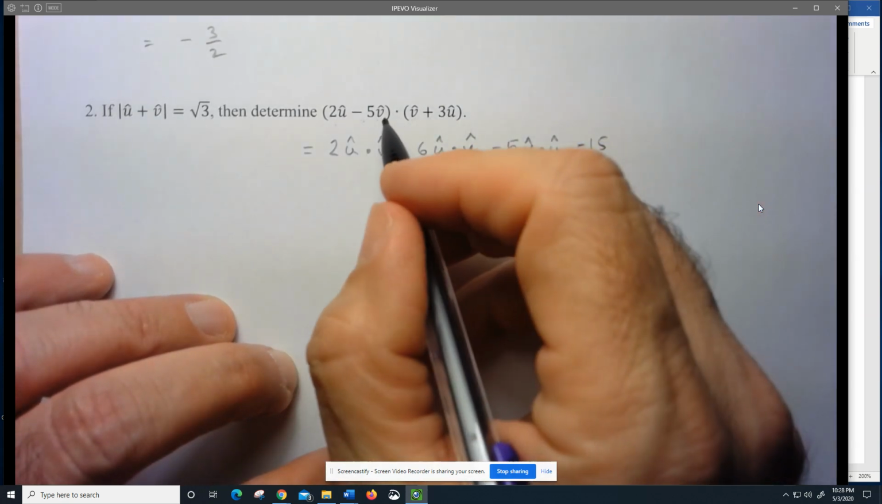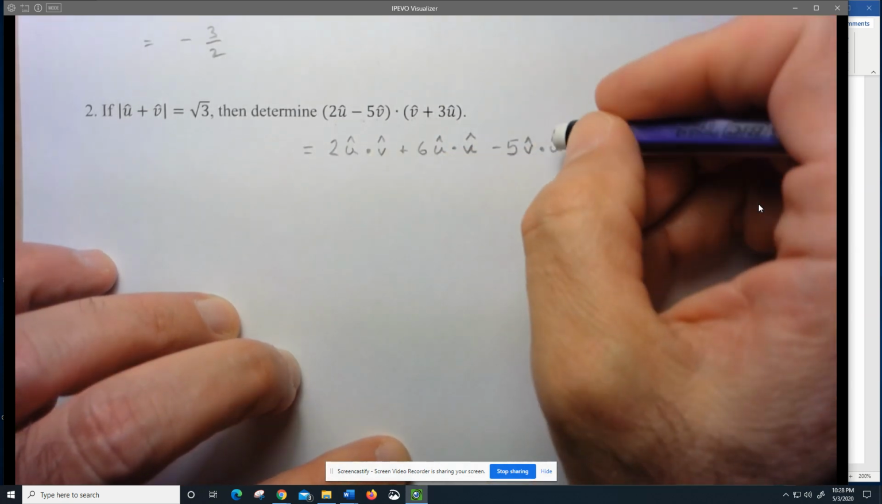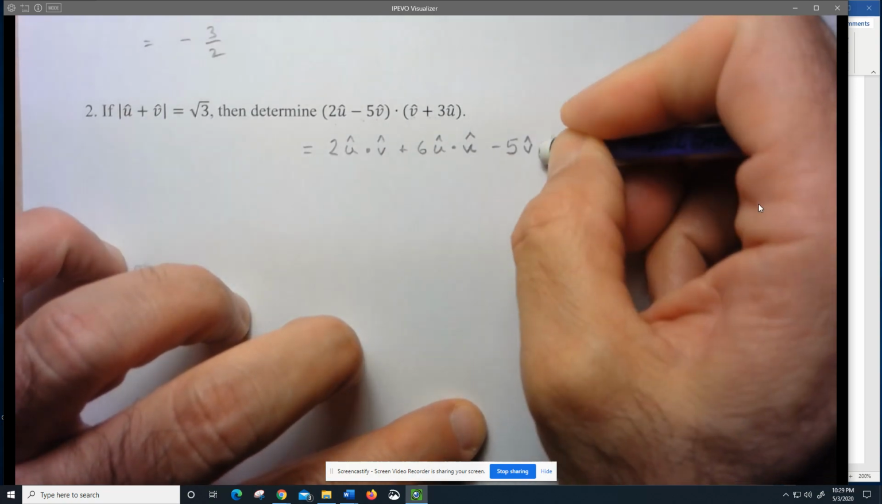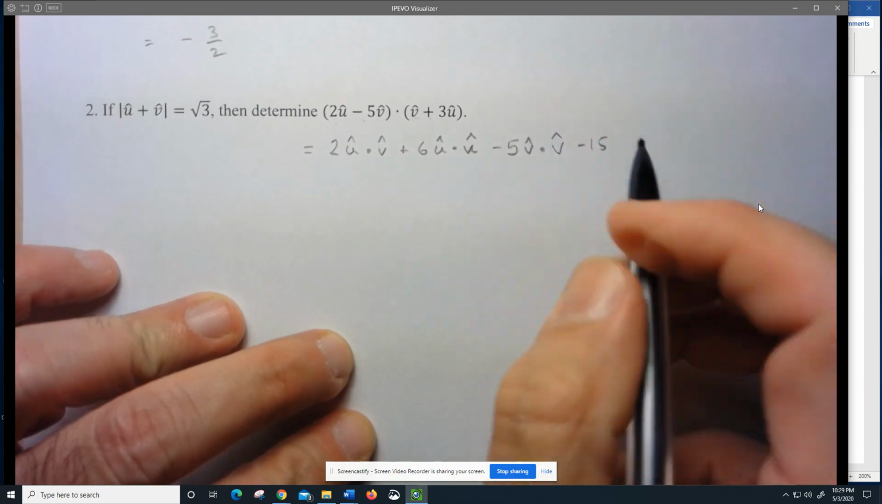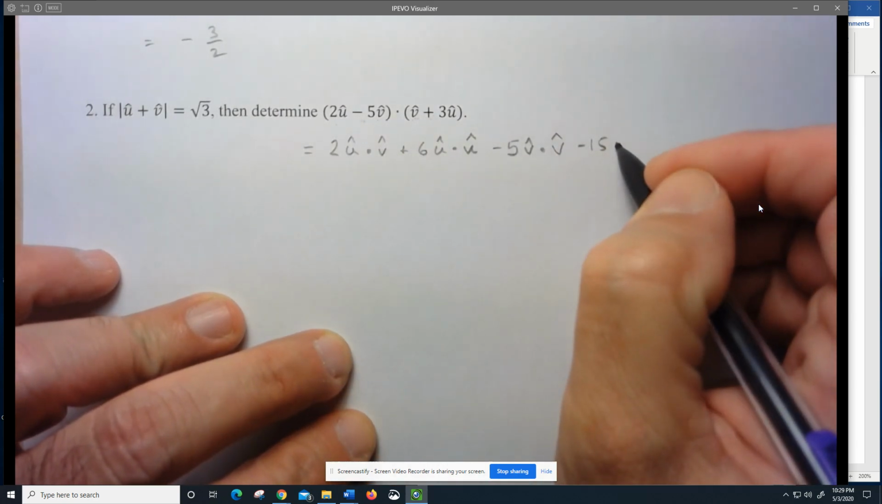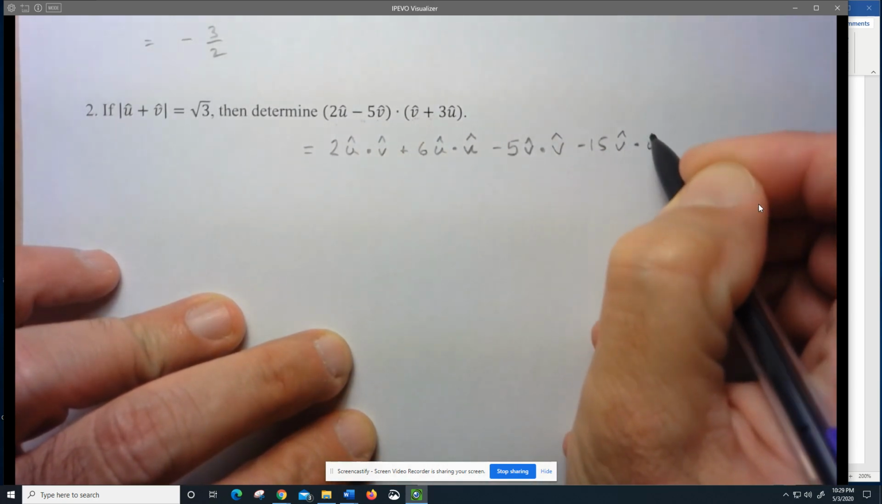Sorry, I just realized the minus 5 was v dot v. Sorry about that. Here, v and v. And then lastly, negative 15 v dot u.